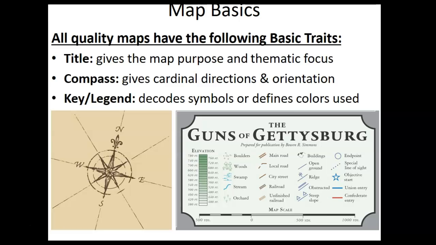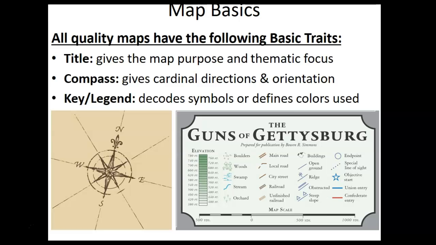So the map that you make has to have a title. And in your notes, you'd write down that a title gives the map purpose. So if your country is Kenya, it's going to say Kenya's physical geography, or physical geography of Kenya.